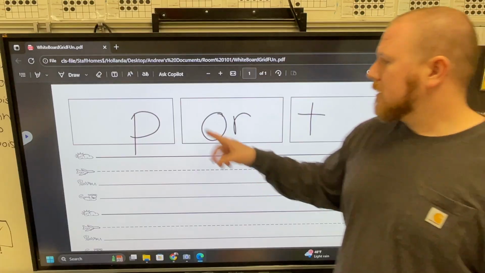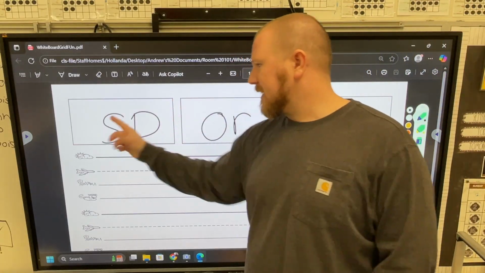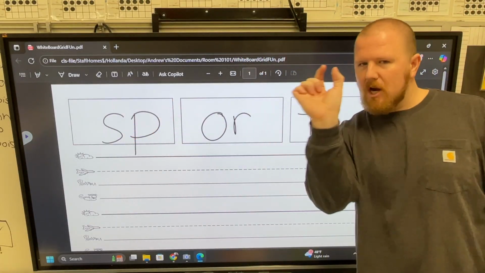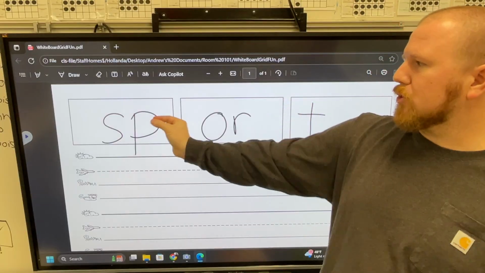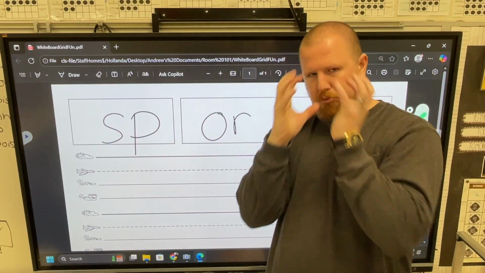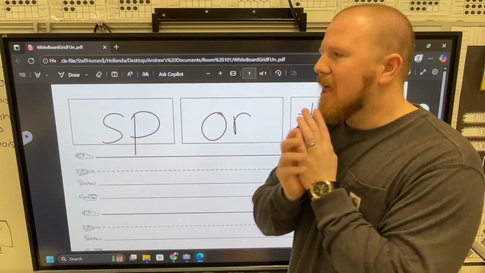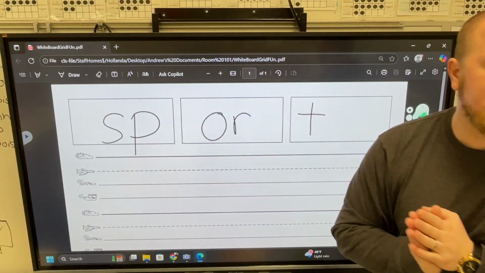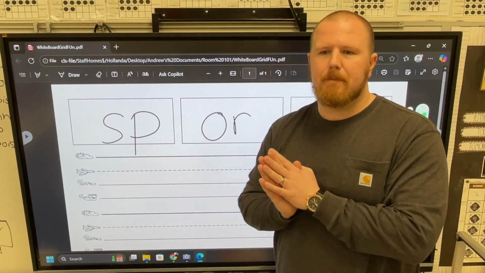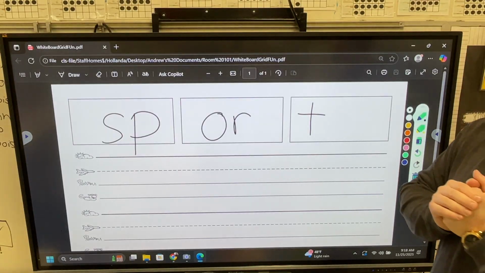Then we're going to change port to sport. Or. That's a blend. We say it very close together, even though they make their own sound, so we have to really break it down. Sometimes we try to hurry so fast and spell things that we will miss a complete letter because we're trying to do it so fast. Change sport to sort.